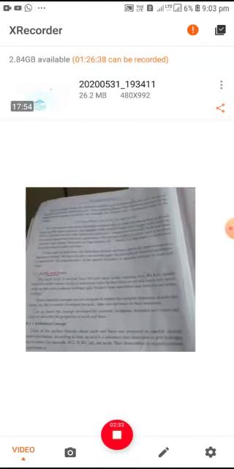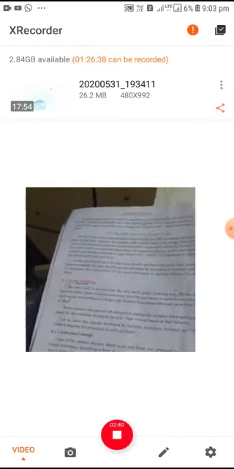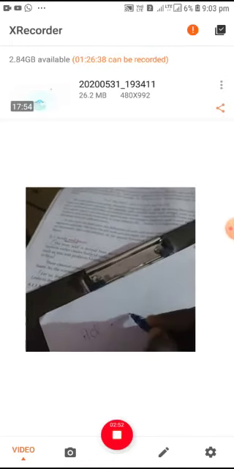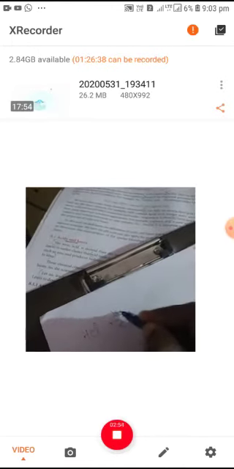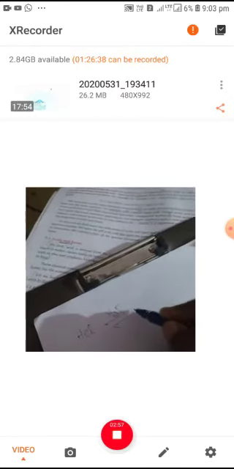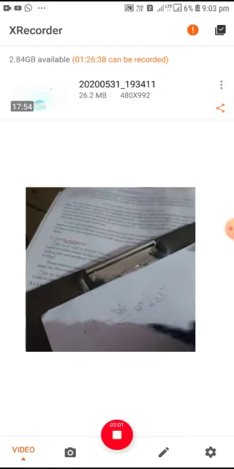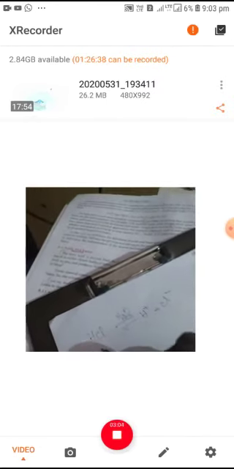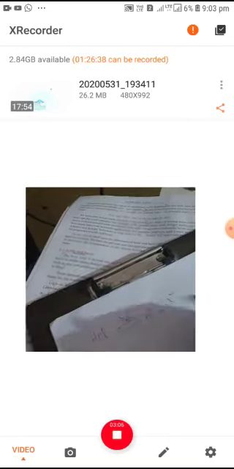HCl is an acid. It dissociates in water to form H plus and Cl minus. Hydrochloric acid is a substance that dissociates to give H plus ion.